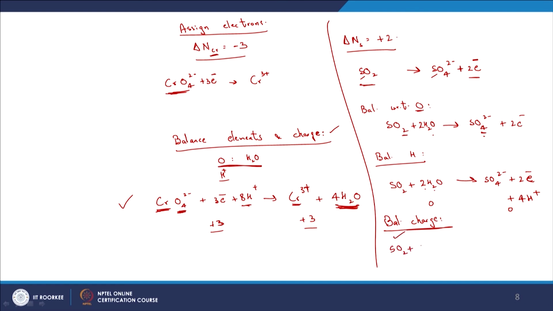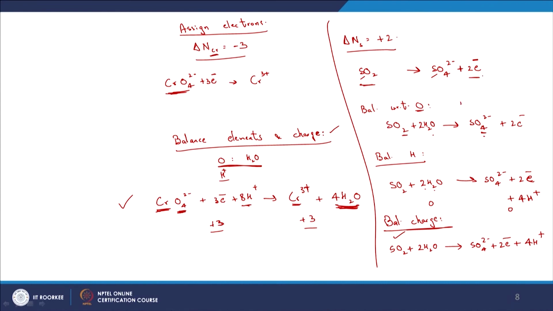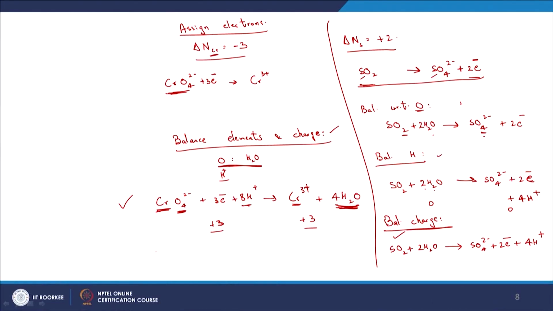So it's SO2 plus 2 H2O goes to SO4 2-, releasing 2 electrons and 4 H+. These are the balanced half reactions that we have thus far. Initially I would suggest that you balance stepwise, and then you can graduate to balancing in one step. So I would suggest this particular manner: balancing with respect to oxygen after assigning the electrons, and then balancing the hydrogen and the charge. So again, let's have these half reactions here.